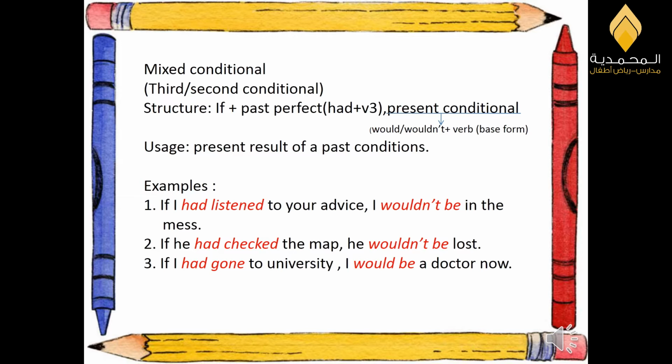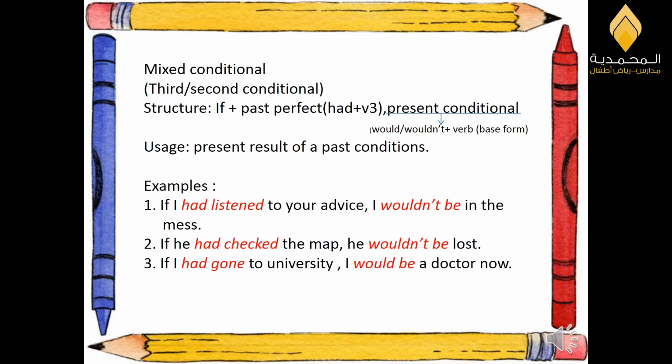So what is the usage for this structure? When do I use this structure? I use it to talk about a present result of a past condition. Let's now look at the examples, so it will be easier for you. If I had listened to your advice, I would not be in the mess.